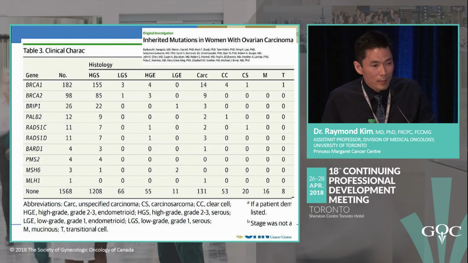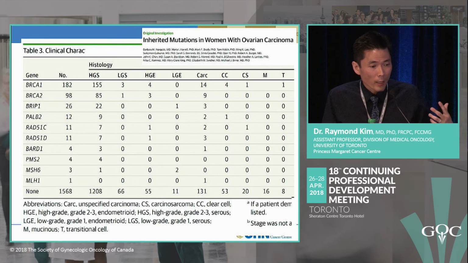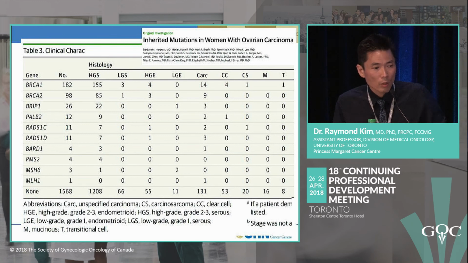So this is a pretty big study with Barb Norquist in Washington, where she and her colleagues looked at a number of different histologies, including high-grade serous, endometrioid, low-grade, mucinous, and transitional cell. And you see BRCA1 and BRCA2 are the heavy hitters. But then there are other genes such as BRIP1, PALB2, RAD51C, RAD51D, and the Lynch syndrome genes also, through this type of analysis of doing multiple different genes at the same time in these types of patients.